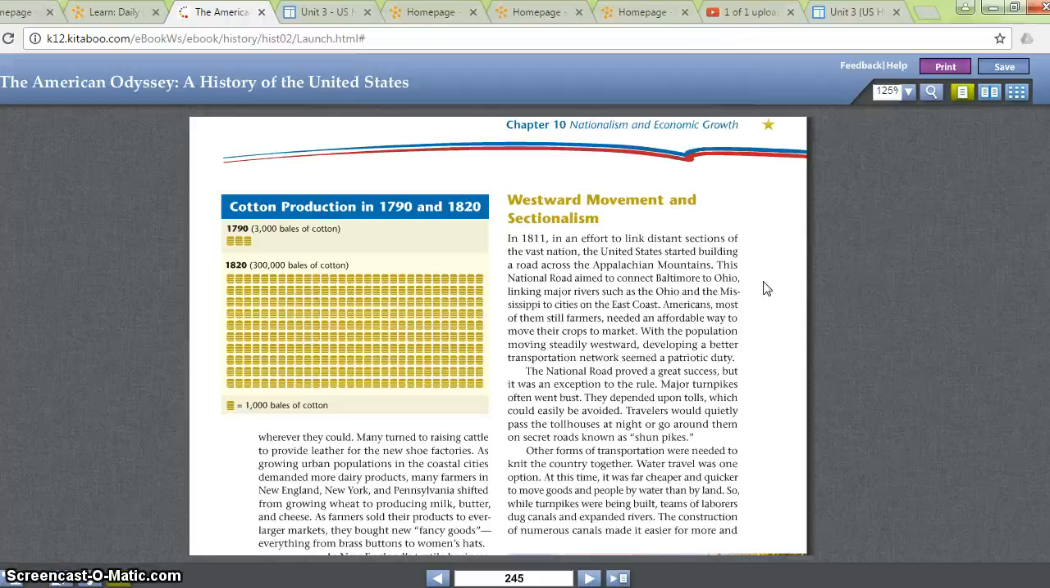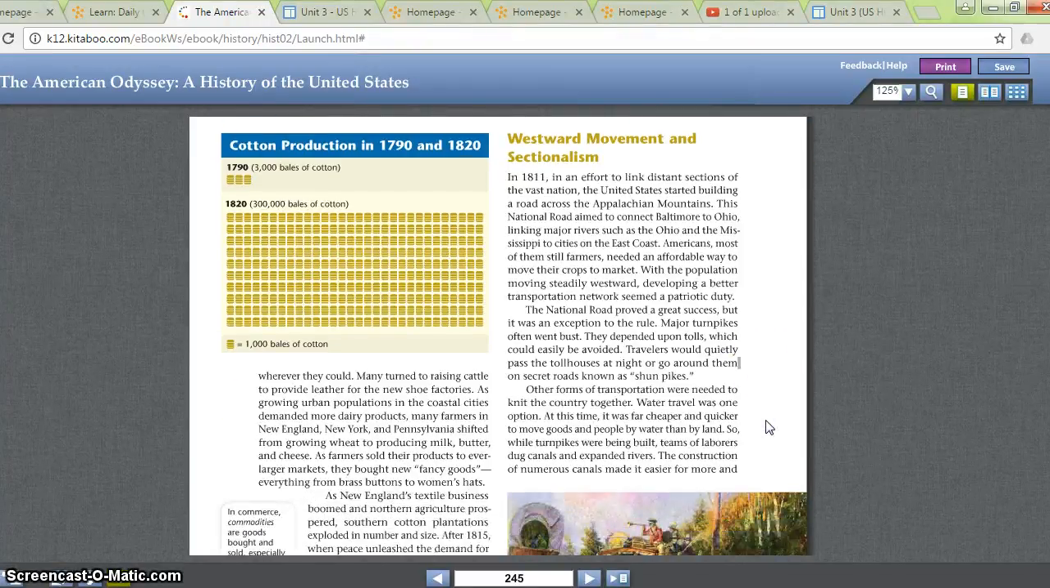The National Road proved a great success, but it was an exception to the rule. Major turnpikes often went bust. They depended upon tolls which could easily be avoided. Travelers would quietly pass the toll houses at night or go around them on secret roads known as shunpikes. Other forms of transportation were needed to knit the country together.